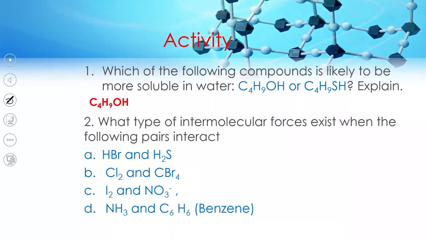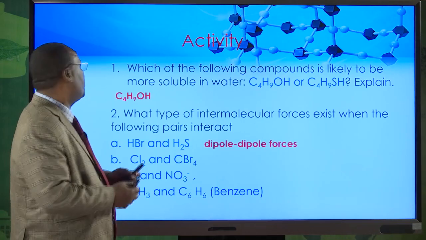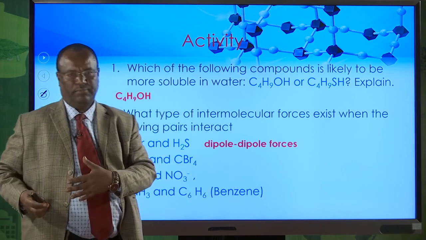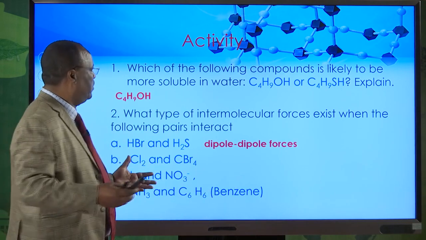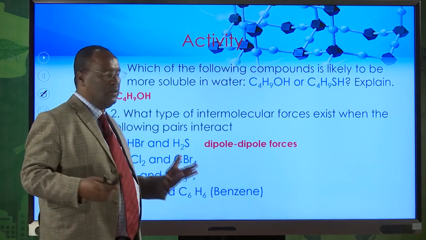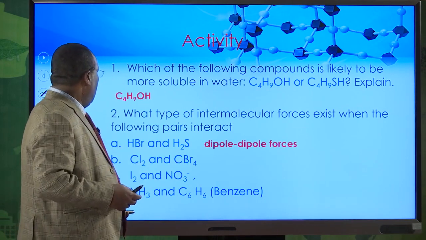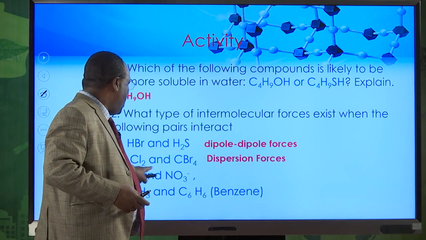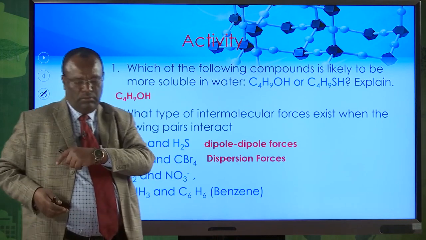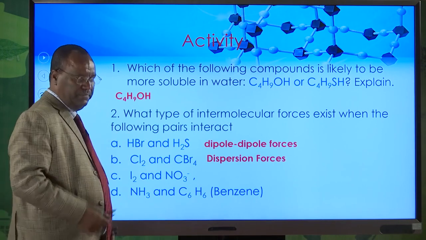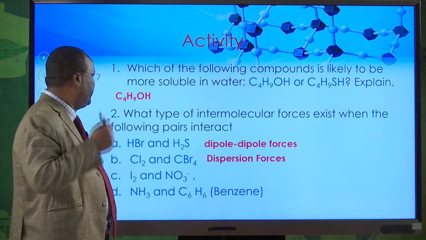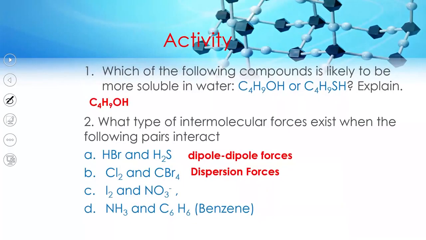Now, what type of intermolecular force exists when the following pairs interact? The interaction between hydrogen bromide and hydrogen sulfide. What kinds of molecules are they? Are they polar or non-polar? Both molecules are polar. The force of interaction between two polar molecules is said to be dipole-dipole force. What about chlorine? Chlorine is non-polar. Carbon tetrabromide is also non-polar. You know how polarity is determined. So the interaction between two non-polar molecules is London force.